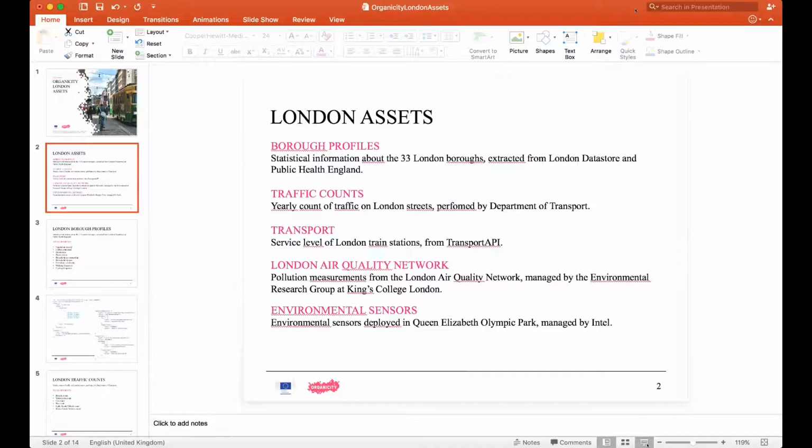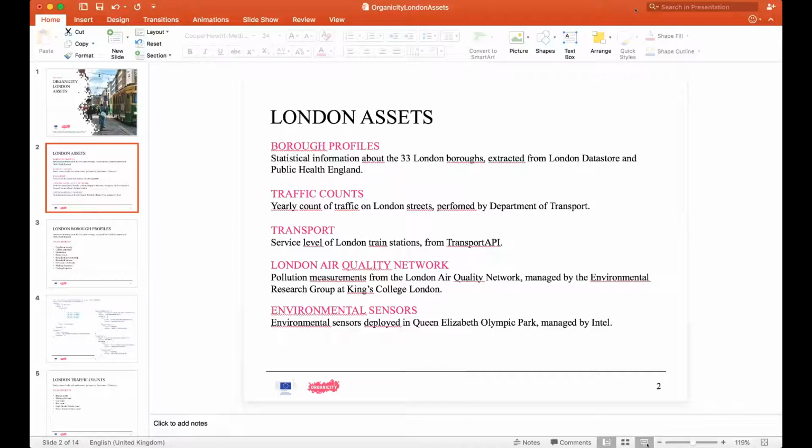And right. So yeah, we have the London Air Quality Network, and then we have also environmental sensors from Intel that they deployed in the Queen Elizabeth Olympic Park. So to give you a bit of detail of the different data sets.